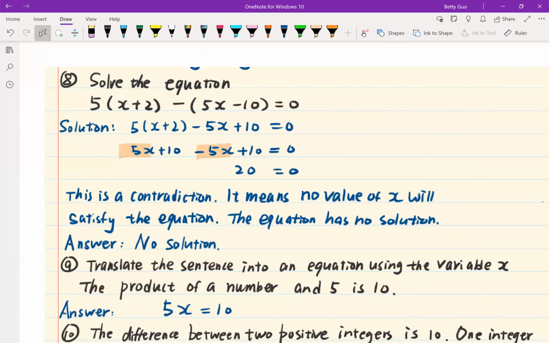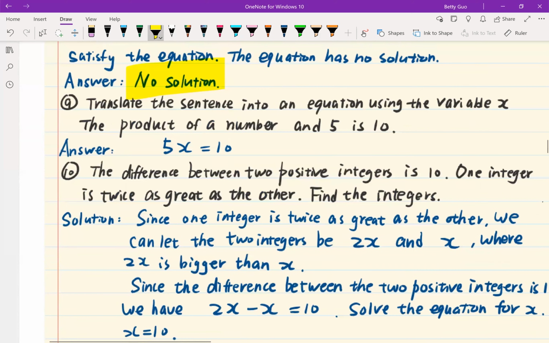Number 8, solve the equation. Distribute to get rid of the two parentheses. 5 times x, 5x. 5 times 2, 10. So we have 5x plus 10 minus 5x plus 10 equals 0. After you simplify the left-hand side, 5x, negative 5x cancel each other. 10 plus 10 is 20. You got a contradiction. 20 equals 0 is a contradiction. So the original equation is also a contradiction. Contradiction has no solution. Solution set is empty.